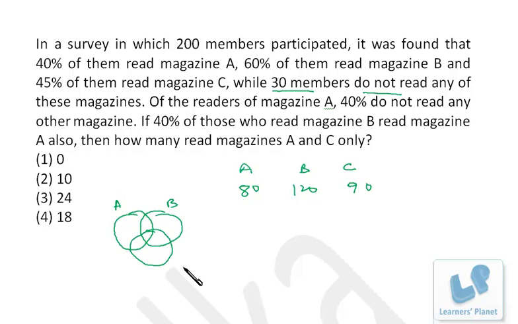A, B, C, right? And the total of this is, see, 30 members do not read any magazines. That means total of all these circles is 200 minus 30, that means 170, right? Now next is, of the readers of magazine A, 40% do not read any other magazine. So 40% of 80, that is 32, they do not read any other magazine. So 32 will be here.